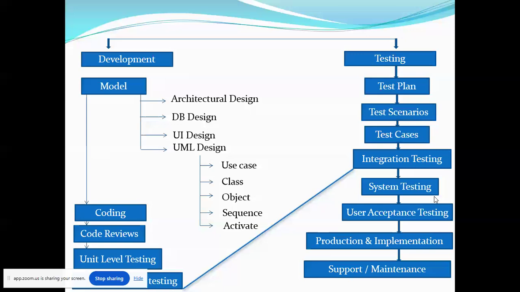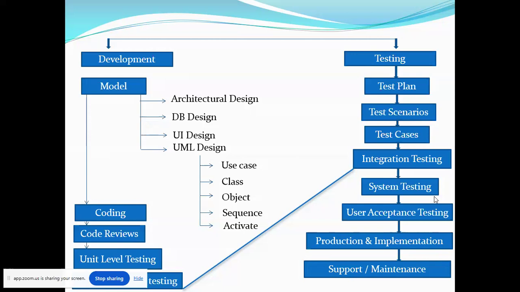Before we launch the product in the market, we need to do user acceptance testing. User acceptance testing is nothing but alpha testing and beta testing. Once alpha testing and beta testing are done, we go with production and implementation. Production means we are going with the release. Once the release is done, one more phase will be there, which we call support and maintenance.